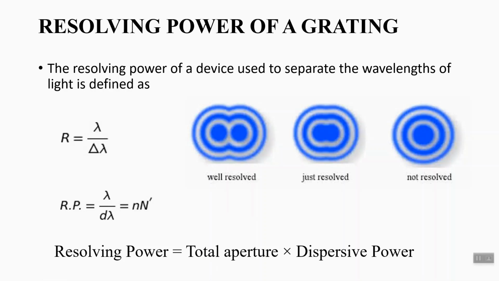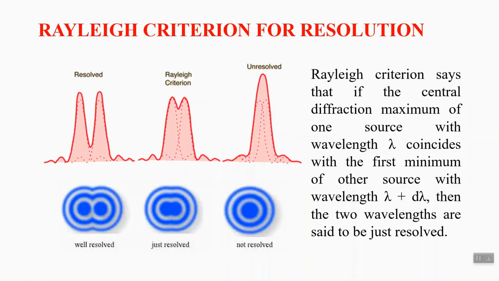So, resolving power can also be defined as lambda by d lambda, which is equal to nN', where small n represents the order of the spectrum and capital N' represents the total number of slits on the grating. We can also represent resolving power as total aperture times dispersive power. There is a limit of resolution and it is determined by the Rayleigh criterion.